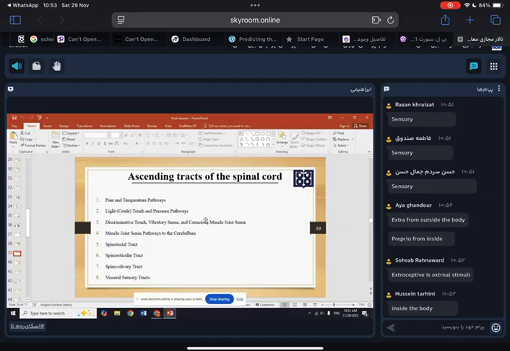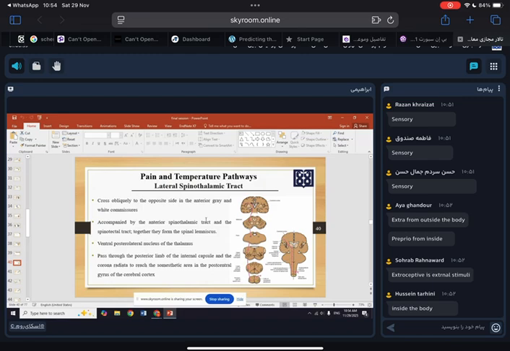We have lots of ascending tracts you are seeing on the slides. We talked about the importance of the ascending tracts. The first one is the lateral spinothalamic tract. From the name you must understand it starts from the spinal cord and goes to the thalamus. After amplifying in the thalamus, it goes to the cerebral cortex.